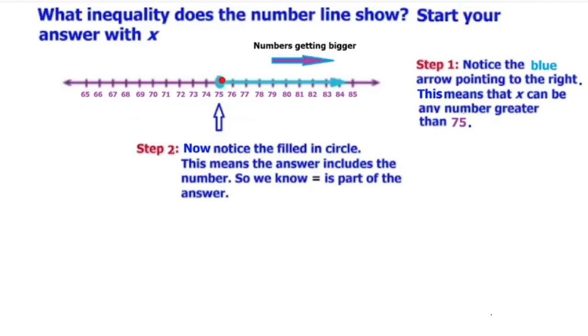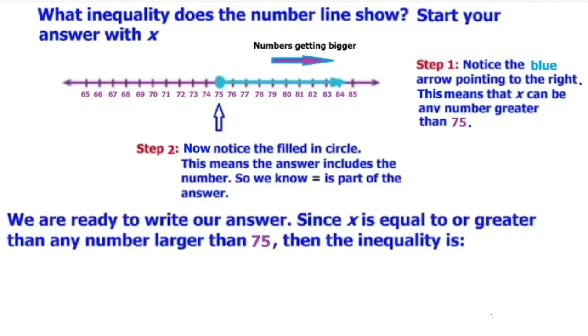Since X is equal to or greater than any number larger than 75, then the inequality is X is greater than or equal to 75. And as I said earlier, if this was not filled in, then we wouldn't have this equal sign. It would just be X is greater than 75. And that's it. That's all there is to that problem.